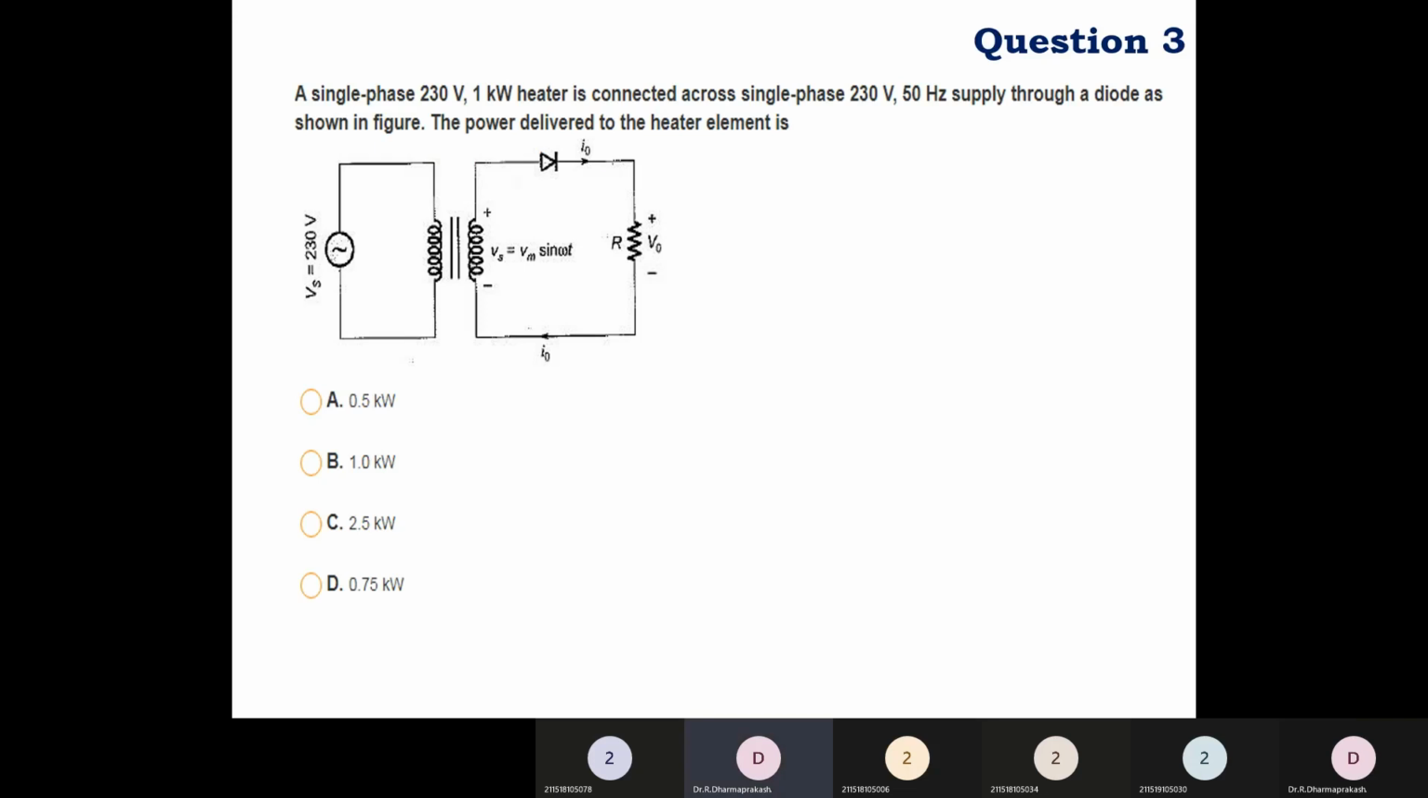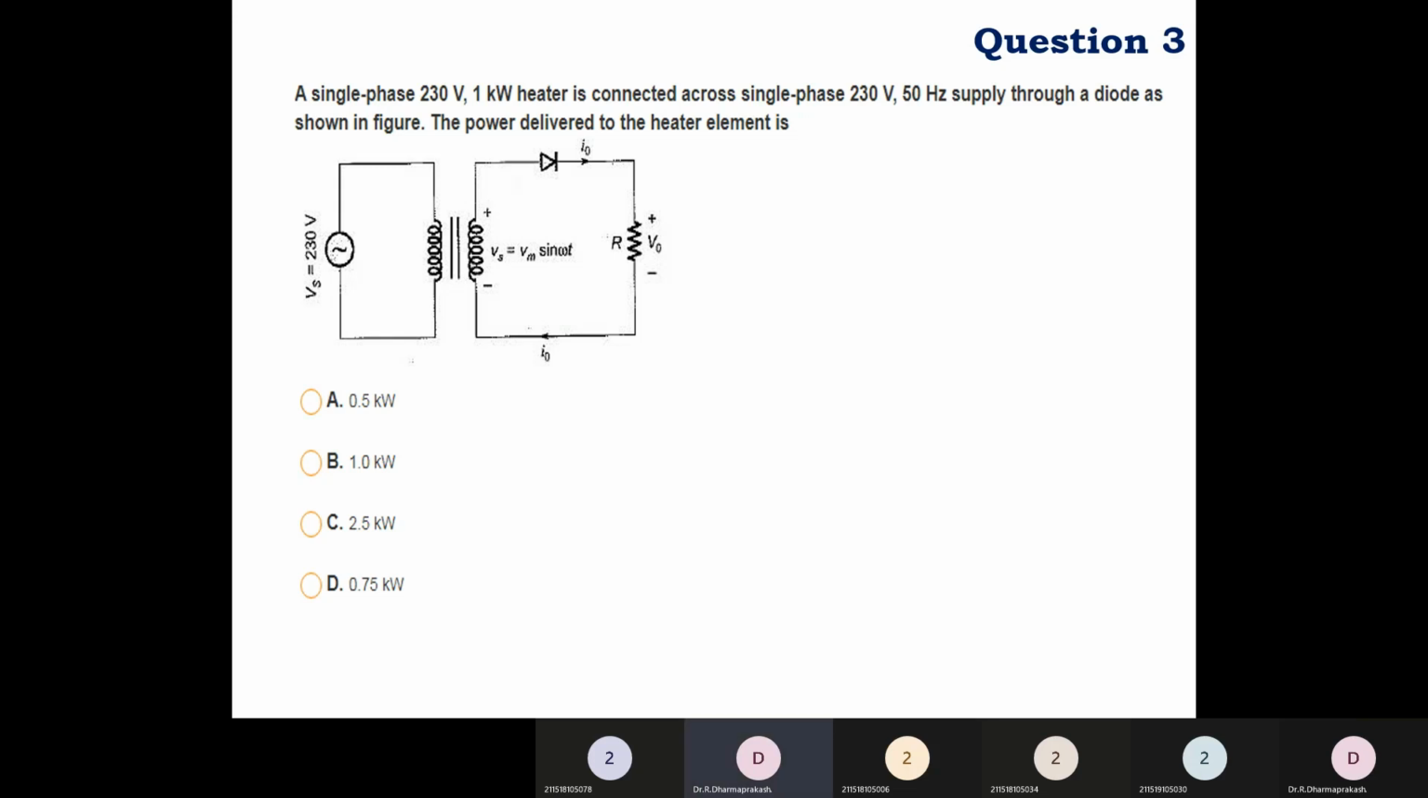And the next one here: a single phase 230 volts, 1 kilowatt heater is connected across a single phase 230 volts, 50 hertz supply through a diode as shown in the figure. The power delivered to the heater element is? So here we have only one diode, so it is acting as a half wave rectifier, right? Only during the positive half cycle is the power delivered to this load. During the negative half cycle, it is zero.